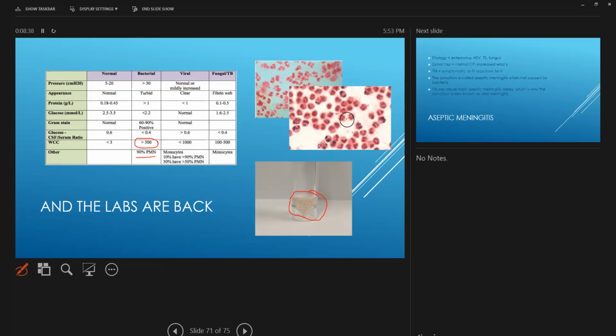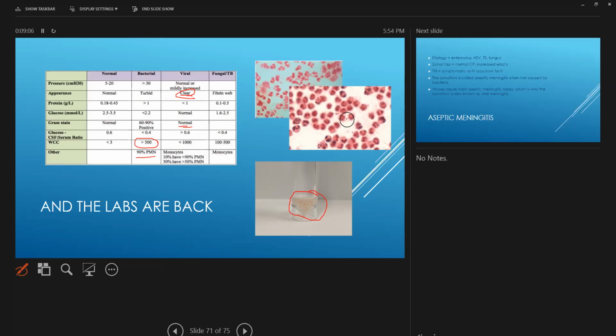In a viral infection, I think really the take home here is that your gram stain is normal, and that the opening pressure is kind of normal. I mean, these are not great, right? It's clear, okay? And the gram stain is normal. Those are the two things that say, oh, this is a viral meningitis, or what they call an aseptic meningitis.